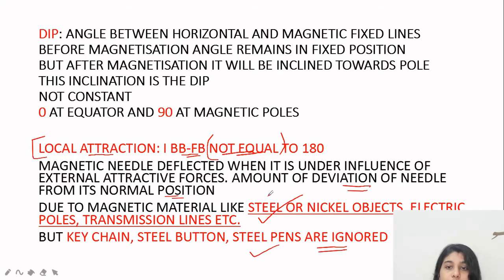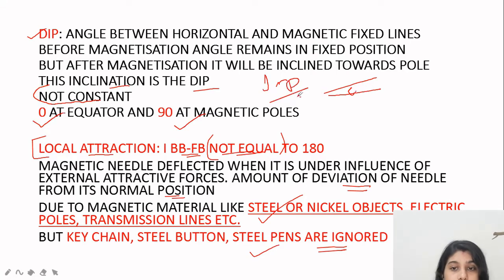Next is dip. A horizontal magnetic needle before magnetization remains in a fixed position, but after magnetization there will be some inclination. That inclination is called the dip. Due to some influence the needle can divert from its original position. It is not at all a constant value. It is 0 degree at the equator and 90 degree at the poles. Very, very important question, it can be asked in the exam every time.